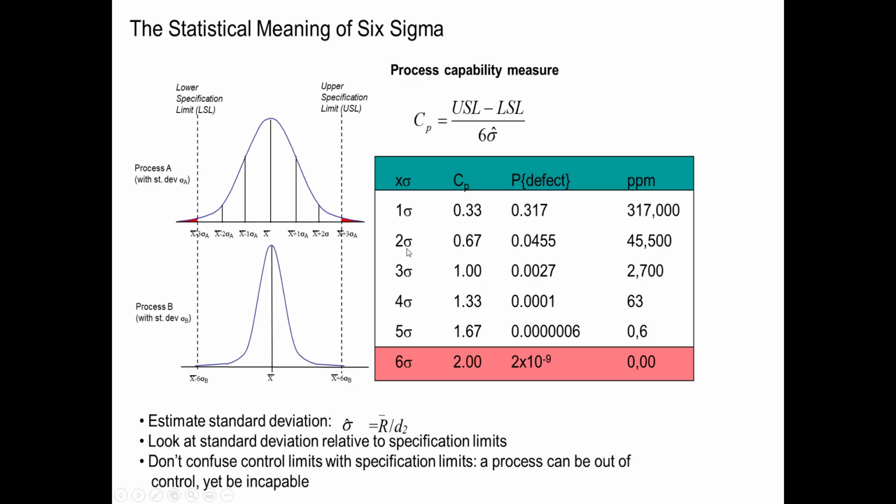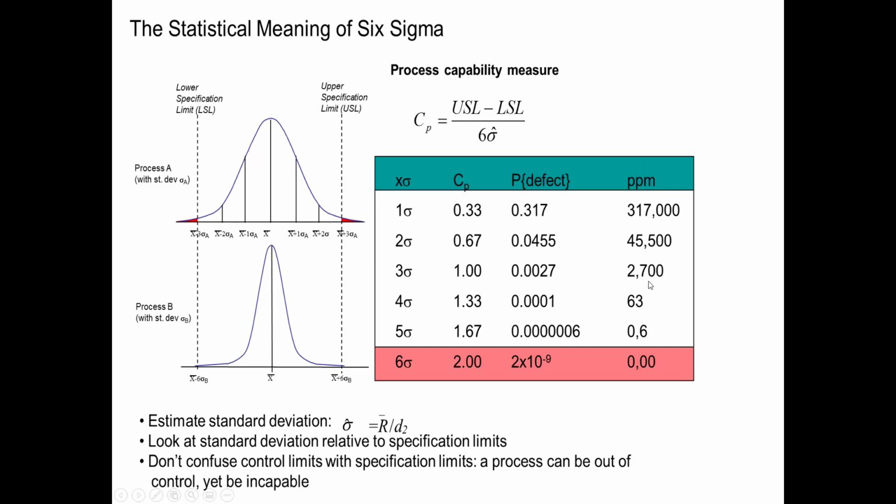If we consider 2 sigma, so this is plus 2 sigma and minus 2 sigma. You can see that in 1 million, 45,500 parts will be defective. Similarly, at the 3 sigma level, if we want to maintain our quality up to the standard of 3 sigma, it means the defective parts will be 2700 in 1 million.